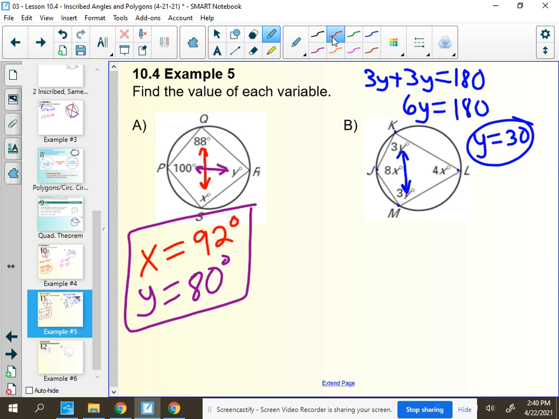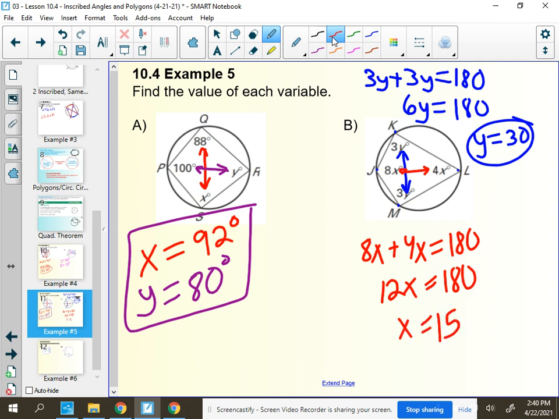All right, one more here this way. 8x plus 4x equals 180. 12x equals 180. And divide by 12, I think we got 15 on that one. All right, so those are all involving the same concept.